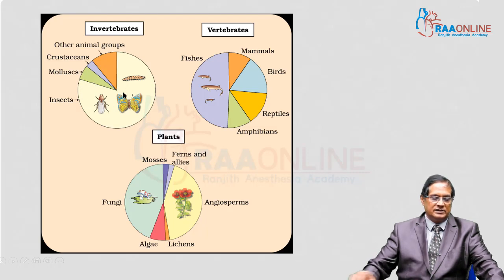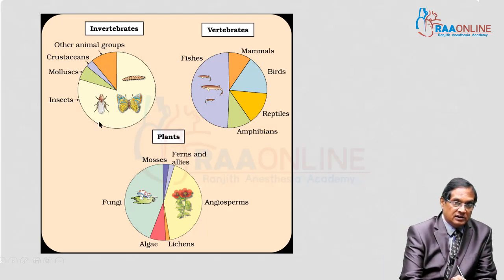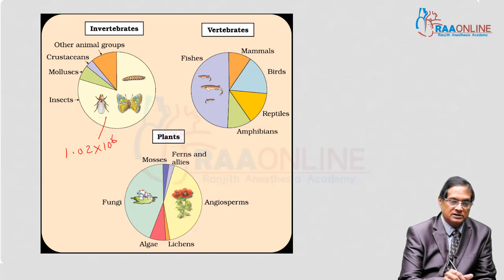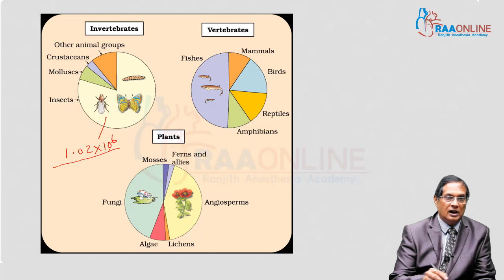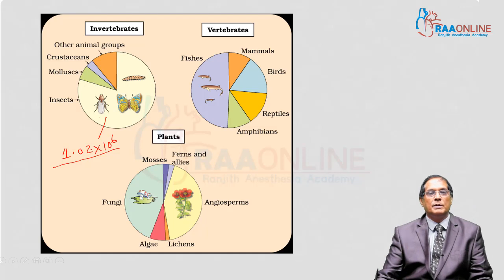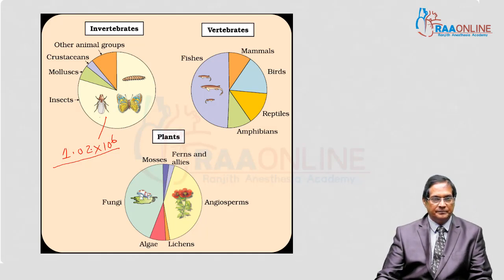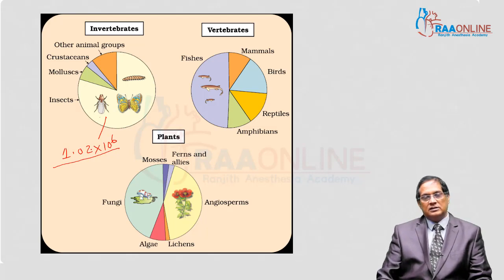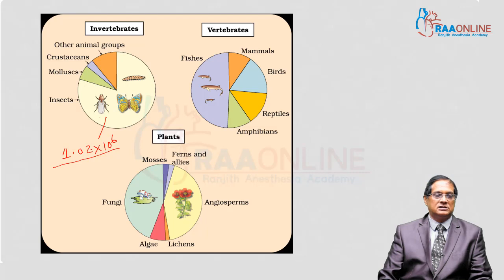space is occupied by insects. Total number of insect species is 1.02 into 10 raised to power 6. That is, this class, the insecta class, is showing maximum biodiversity in this living world. Maximum diversity in this entire living world is seen in insects, that is 1.02 into 10 raised to power 6, millions of different types of species of insects are there.